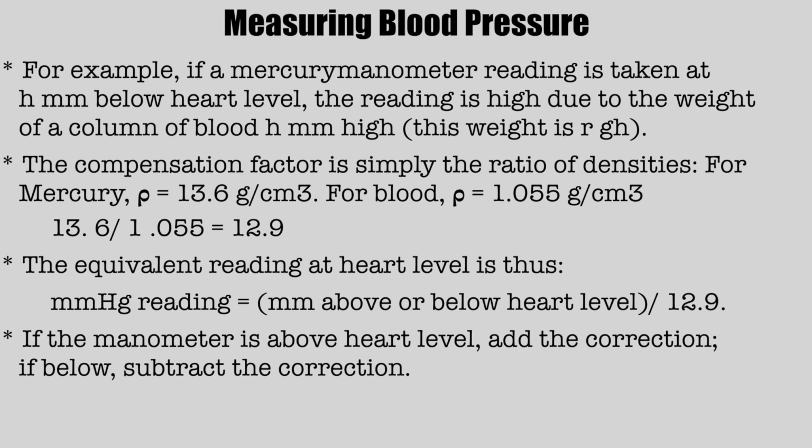The compensation factor is simply the ratio of densities of mercury and blood, that is 12.9. So the equivalent reading at heart level in millimeter Hg is equal to the millimeter above or below heart level divided by 12.9. If the manometer is above the heart level, add the correction, and if it is below, subtract the correction. Now let us see the indirect method of blood pressure measurement.